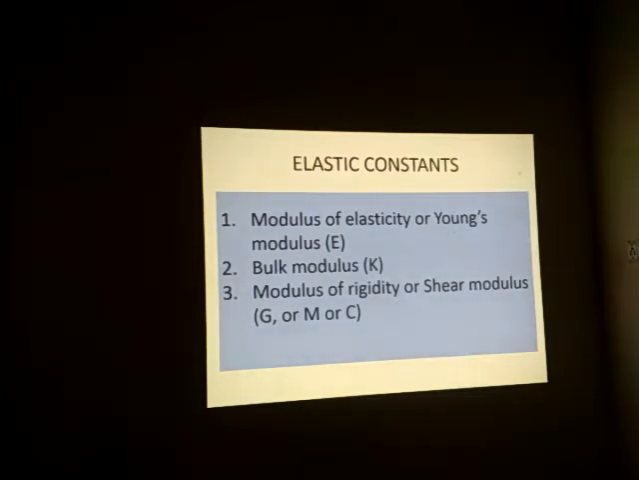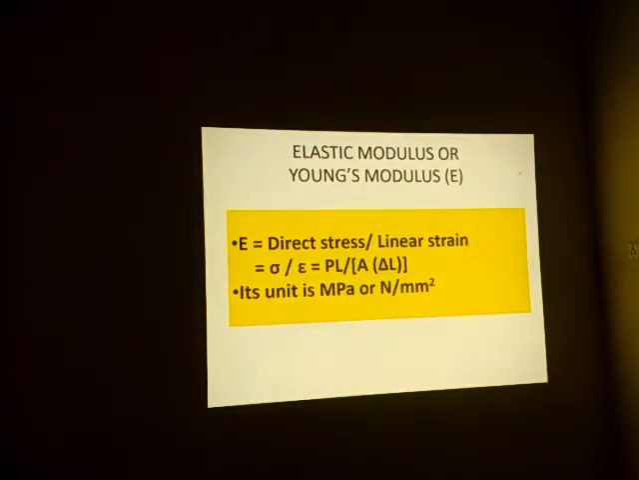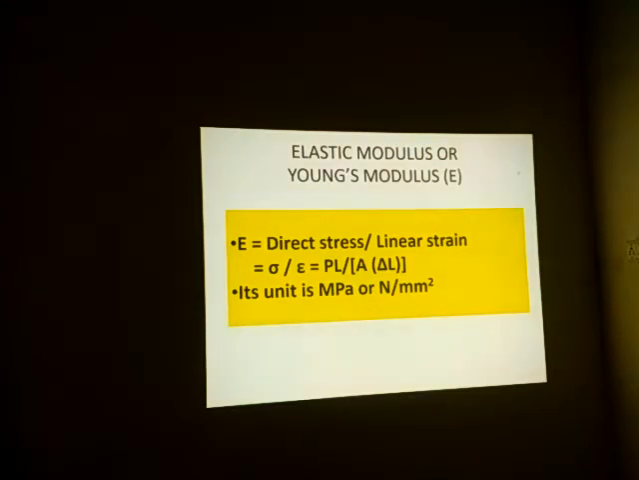The first one is elastic modulus. Elastic modulus is basically capital E, that is a ratio of direct stress to linear strain or longitudinal strain. We generally denote this by sigma divided by epsilon, and if we put in the expanded form of sigma, that is equal to P by A and epsilon is delta L by L. So rearranging this ratio, it comes to capital P into L divided by A and delta L, where delta L is the change in length. So this is PL divided by A delta L.